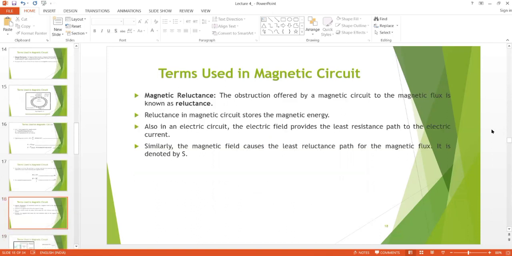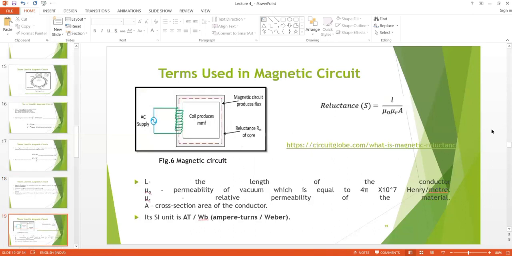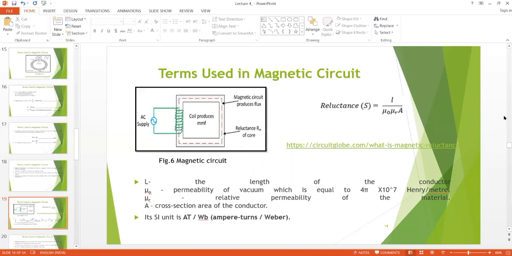Magnetic reluctance is exactly the same as resistance, that is, the obstruction offered to the magnetic flux. The resistance offered to the current is basically resistance only, but whenever the obstruction is offered to the magnetic circuit or the magnetic flux, it is known as reluctance. It is given by S. You can see S is equal to L upon mu naught mu R A. Again, this formula is very, very important. Instead of mu naught mu R, we can easily write mu also.